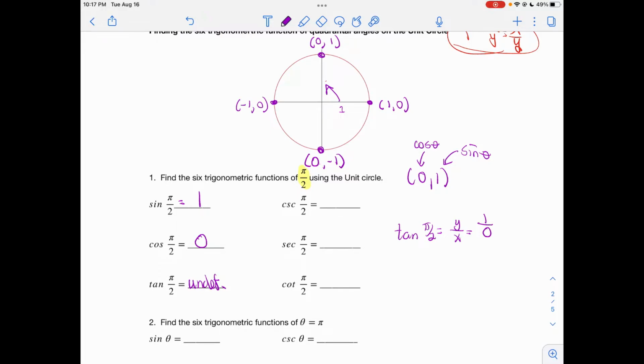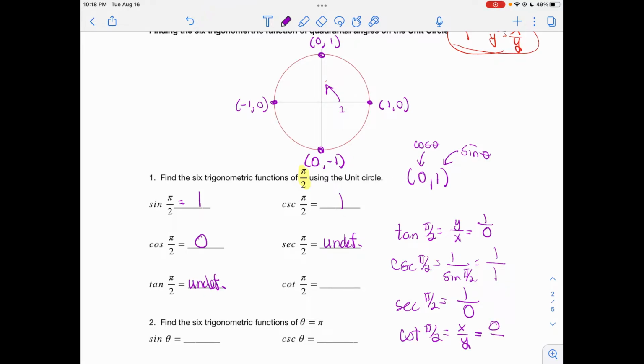To find cosecant of pi over 2, remember cosecant is equal to 1 over sine, and our sine is 1, so that's 1 over 1, which is 1. Secant of pi over 2 is equal to 1 over cosine of pi over 2, which is 1 over 0. Cannot divide by 0, so that's undefined. And cotangent of pi over 2 is 1 over tangent, or remember that's x over y. Our x value is 0, our y value is 1. That simplifies down to 0. Let's do one more.